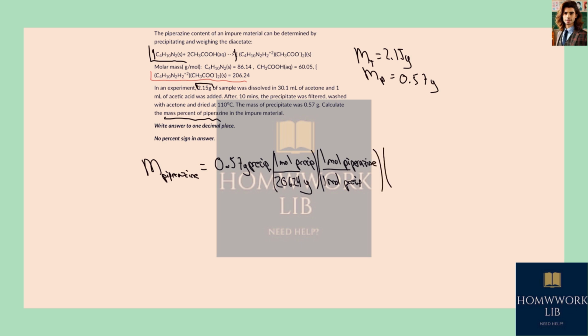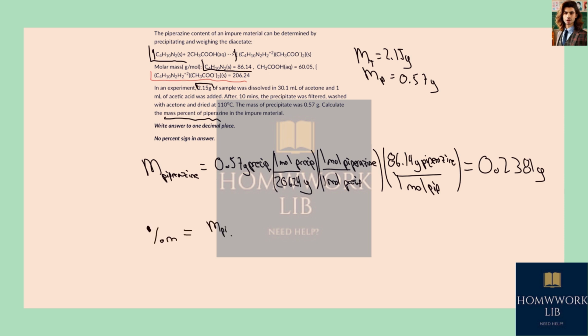And finally, we're going to multiply by the molecular weight of piperazine in order to get the mass. So the molecular weight of piperazine is 86.14 grams. So 86.14 grams of piperazine is going to correspond to 1 mole of piperazine. So the mass of piperazine in this case would be 0.2381 grams.